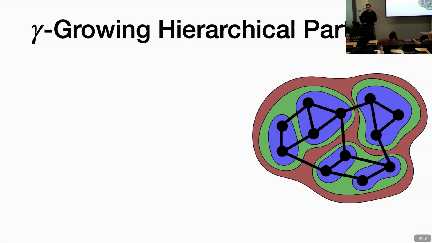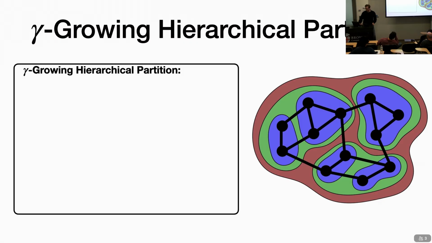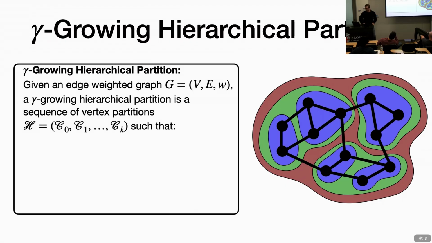Basically, this picture on the left tells you what it is. It's a series of partitions that kind of respect each other's structure in some sense. But more formally, you're given some graph. Then a hierarchical partition is just going to be a sequence of partitions, so that the first one, C0, is going to be the singleton partition. So every single vertex is in its own partition.